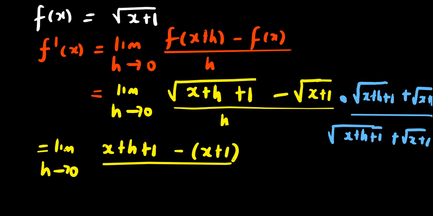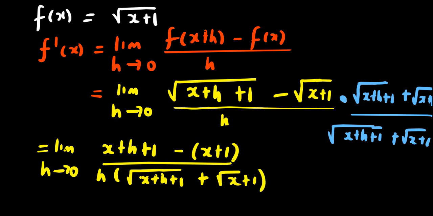Now let's solve what is down. I have my h multiplying by the root, actually, there's a root, so allow me to put the root. So the root of x plus h plus 1, then I've got a plus the root of x plus 1. This is in brackets like that. Now that I've got that, what do I do?